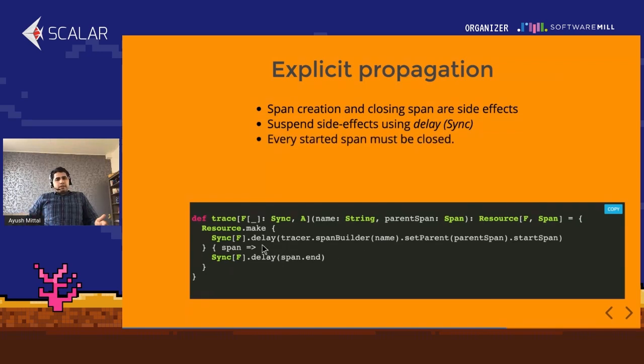Now every span that we start must be closed. So this is like a try with finally. And for that, I'm using the Resource class from cats effect. It basically allows me to create effectful acquisition, and this is an effectful release of that acquisition. So the semantics of Resource guarantee that the span will be ended no matter how this resource is used, in whatever way it is used. So this is how I will create a span at any given point.